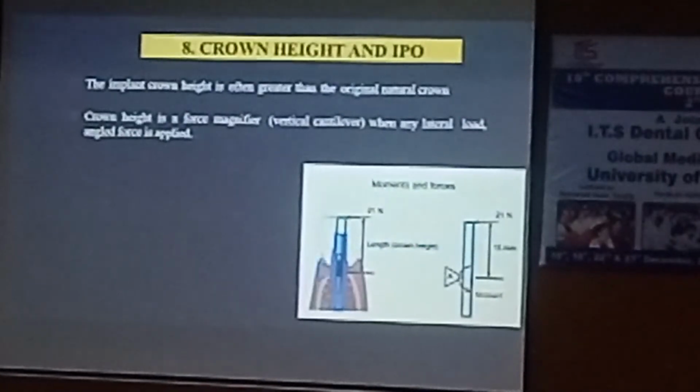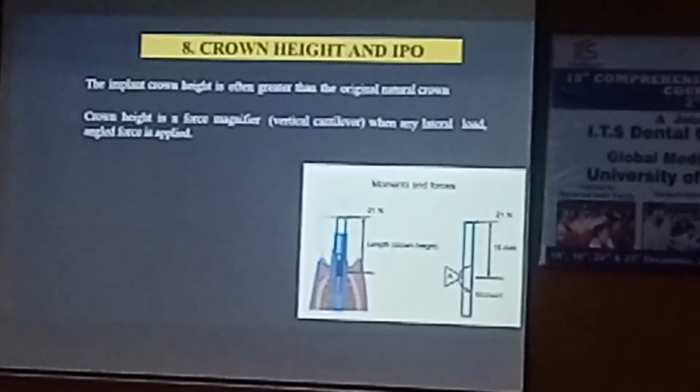Crown height ratio is again a vertical offset. If your implant interarch space is more, correct? So your crown height will be almost 8. Normally, how much is the crown height? I gave you the answer, 7 to 8 mm. But if it's much more than that, please don't do that because there will be a lot of vertical offset and there will be a lot of failures.